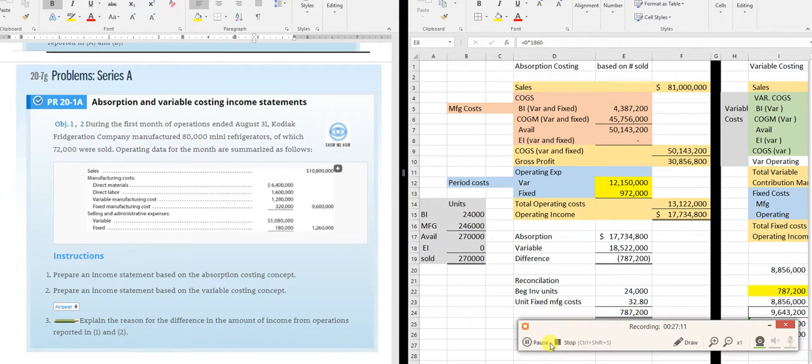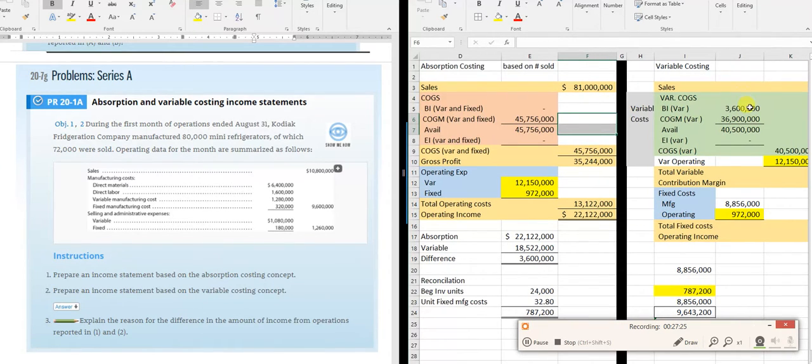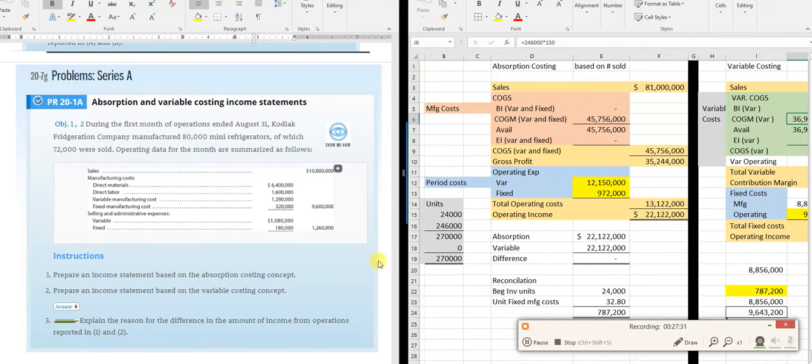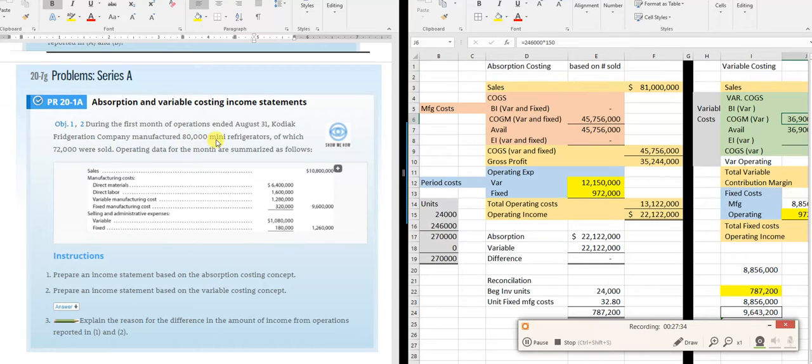Okay, so in problem 1A, notice it's our first month of operations. So what's going to happen in this one is we have zero beginning inventory. I'm going to put zero beginning inventory over there, and zero beginning inventory over here. All these other numbers are still left from that prior problem. Now I manufactured 80,000 mini refrigerators, of which 72,000 were sold. If 72,000 were sold, I want my income statement based on the number sold. So I'm going to prepare my income statement under absorption costing and my income statement under variable costing.